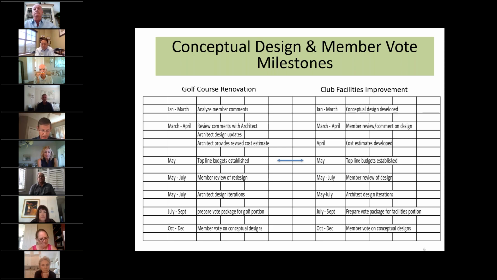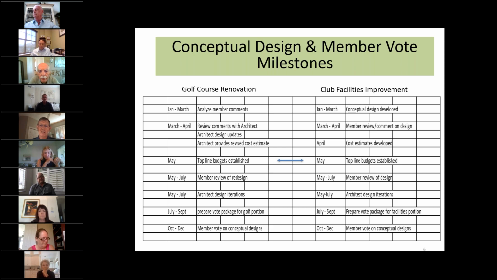So you can see from the chart by end of April, we'll have a more detailed estimate from the golf course architect and an estimate from the club facilities architect and the owner's rep. That's when the board will have to, as indicated by an arrow there, settle how the budget's going to be divided up based on the estimates that have been prepared.